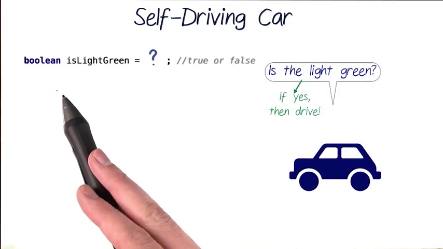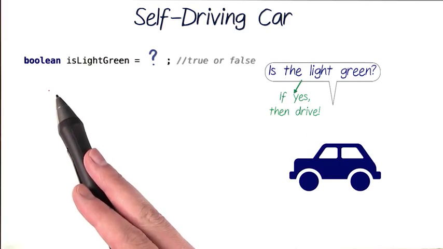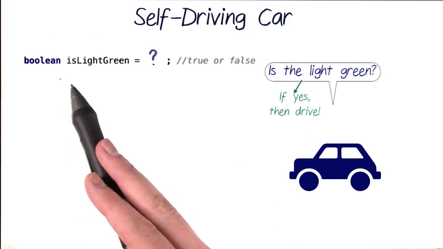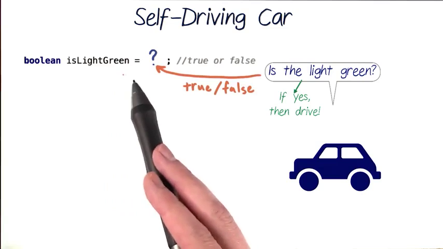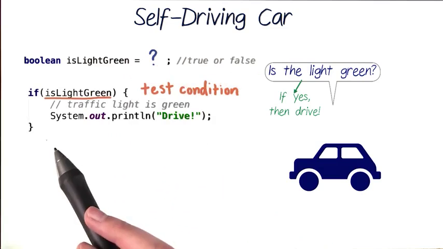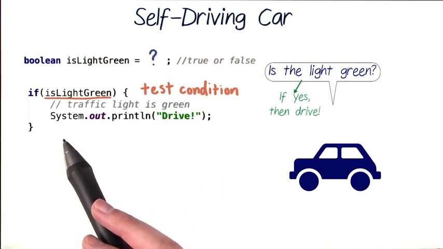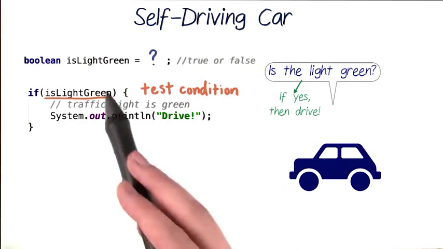We first need to know if the light is green, and we can store this information as a Boolean variable, which I'll call isLightGreen, and this will either be true or false. Then let's create our if statement. We want our test condition to check if isLightGreen is true, so we'll say if isLightGreen.